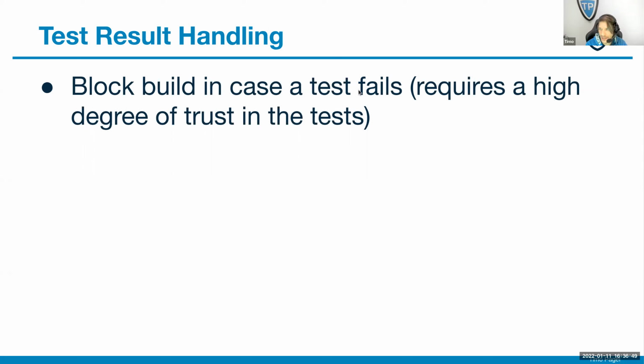So test results handling, I said already that you should think about handling when a test fails. So you wrote all the tests, you put a lot of effort inside. So you should think about letting a build fail when a test fails. This obviously requires a high degree of trust in these tests. So in case they are unstable, I wouldn't recommend blocking the build, but the target should be to automate it. So it should be stable. It should always give the same result, and therefore you should block the build.